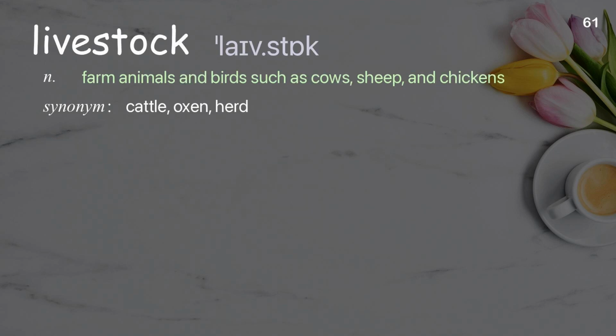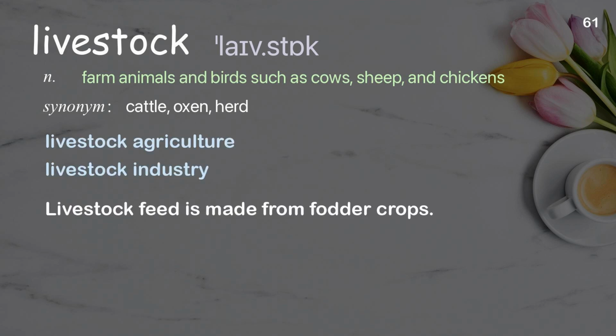Livestock. Farm animals and birds such as cows, sheep, and chickens. Examples: Livestock agriculture, livestock industry. Livestock feed is made from fodder crops.